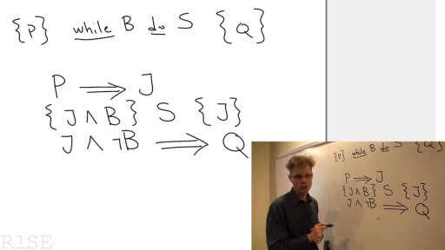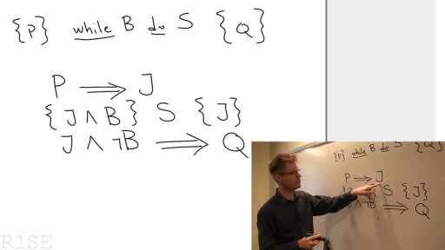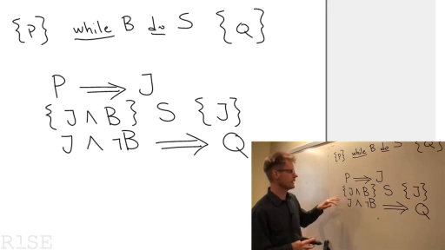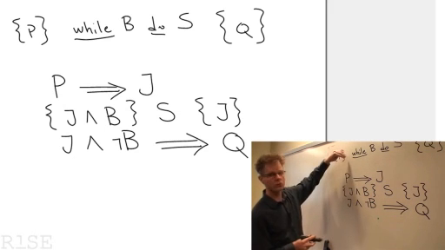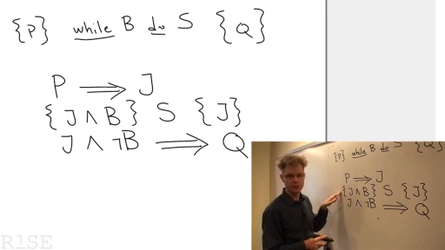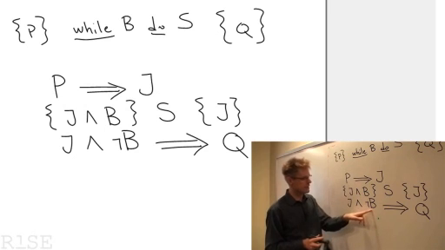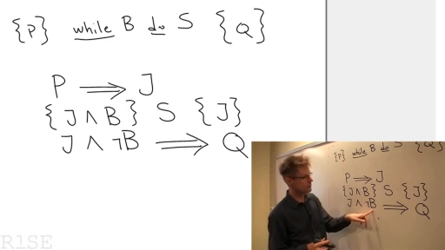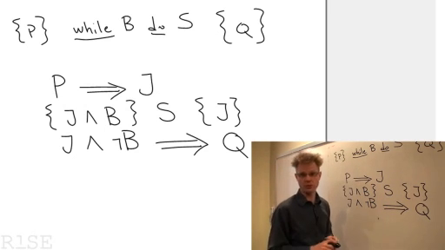So, in summary, to reason about the loop, if you want the loop to terminate in a state satisfying Q, what you need to do is come up with a loop invariant, and that loop invariant needs to be something that should hold just before the loop. It needs to be something that is maintained by the loop, and it must be something that is strong enough so that it and the negation of the loop guard will give you the postcondition that you want.